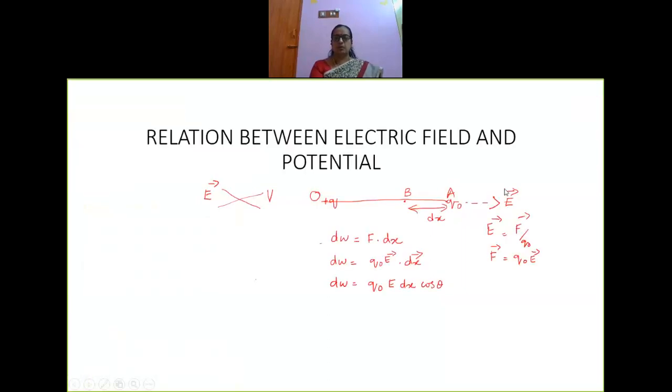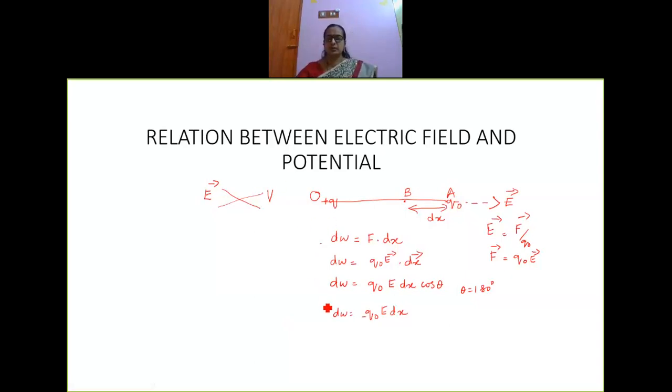Now what about the direction of dx? Where am I moving the test charge? It is from A to B. So here is the angle. The electric field is in this direction, dx is in this direction. So what is the value of theta, children? Theta will be 180. So substitute: dW is equal to Q naught E into cos 180, which is minus 1. So I have minus Q naught E into dx.